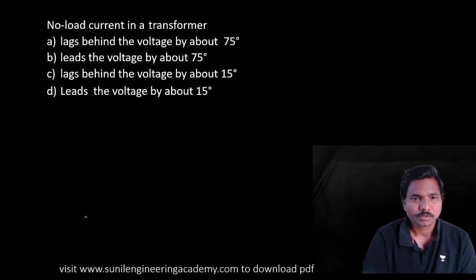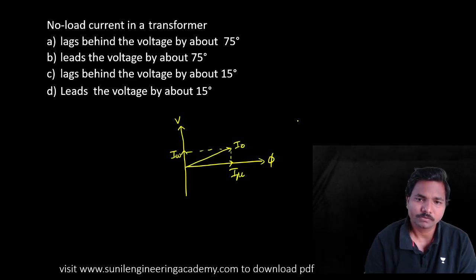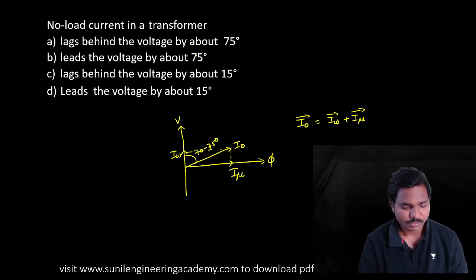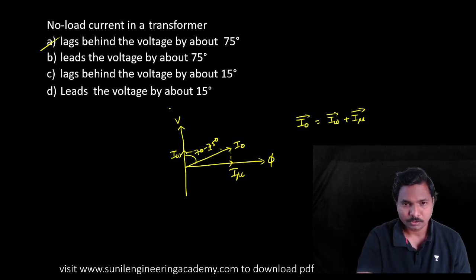Coming to the next one. No load current in a transformer is dash. Just now I have given the no load current. This is the phi, this is the voltage, this is the working component, this is the magnetizing component, and this is the no load current, the vector sum of these two. This angle is nearly 70 to 75 degrees, so it lags behind the voltage by 75 degrees. So the answer is option A.